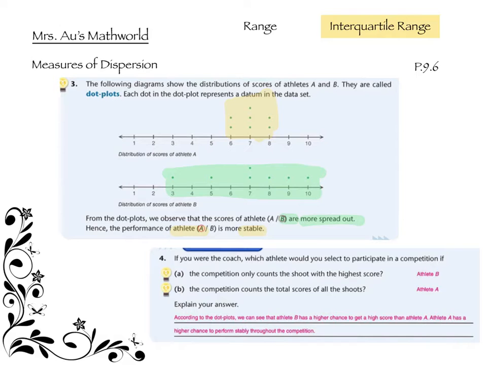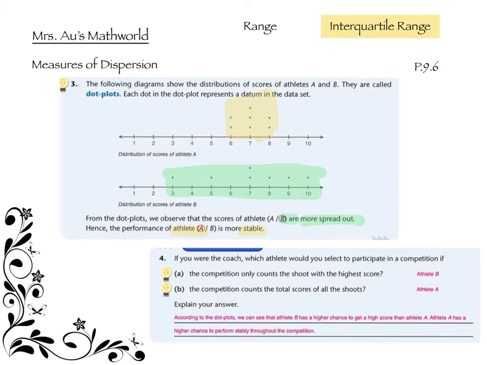It depends on what the competition looks like. In part A, the competition only counts the attempt with the highest score. That means the one which is more spread out is better, because only the highest score needs to be chosen. But if total scores are calculated, then FLIP-A looks better because it is more stable. So these are the concepts.